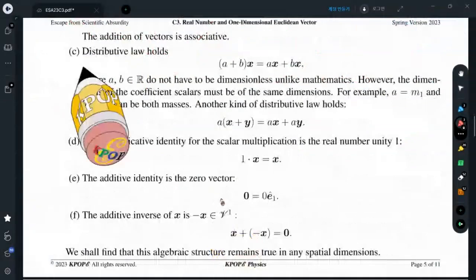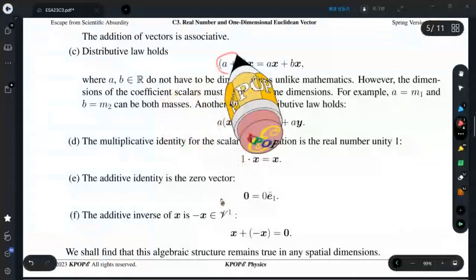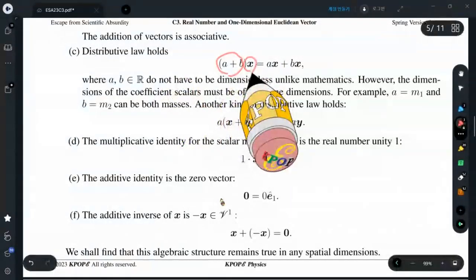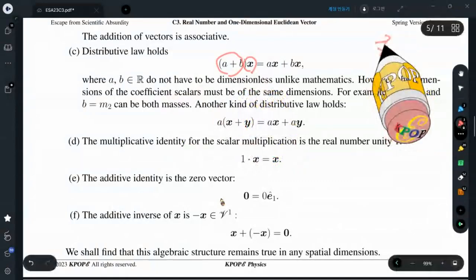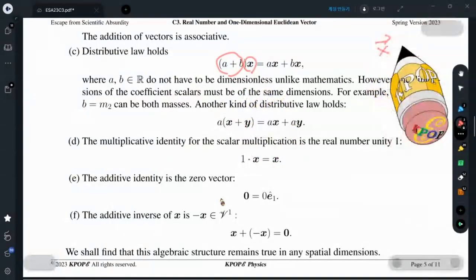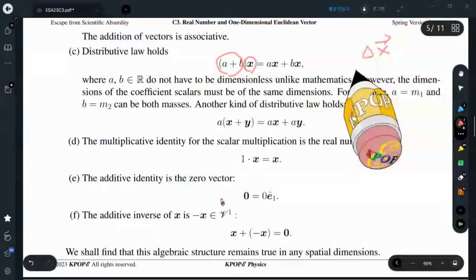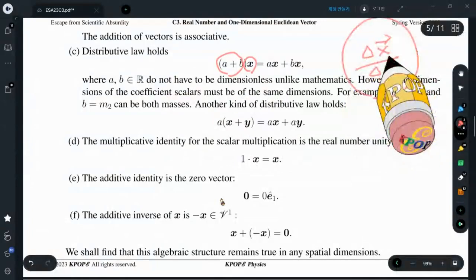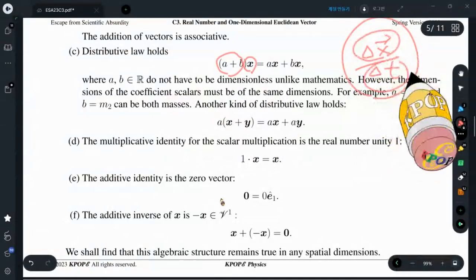The distributive law, okay, we can multiply some scalar in front of a vector. Later, we will study some applications. For example, we have a displacement, and if I take this change in the displacement and divide it by time, what's that? This is a displacement divided by time. So that is velocity. Okay?